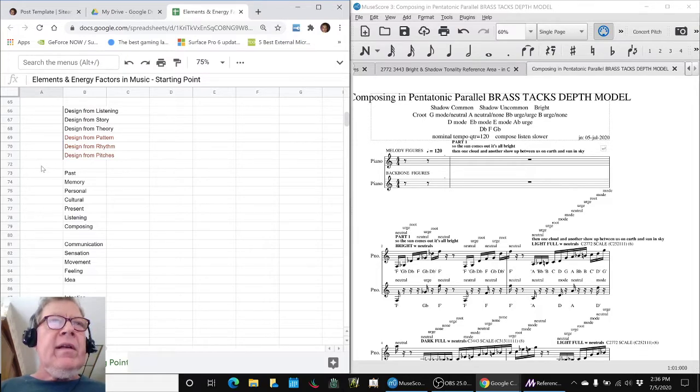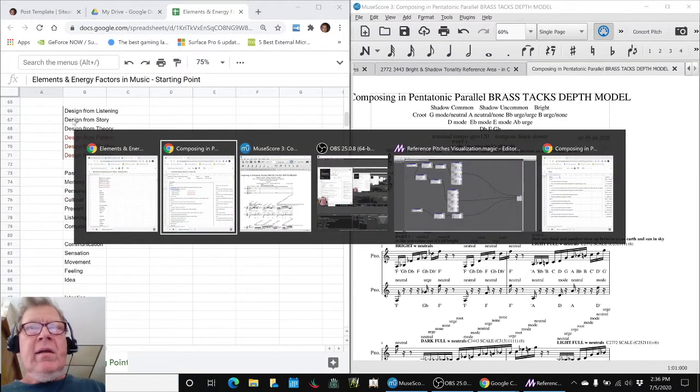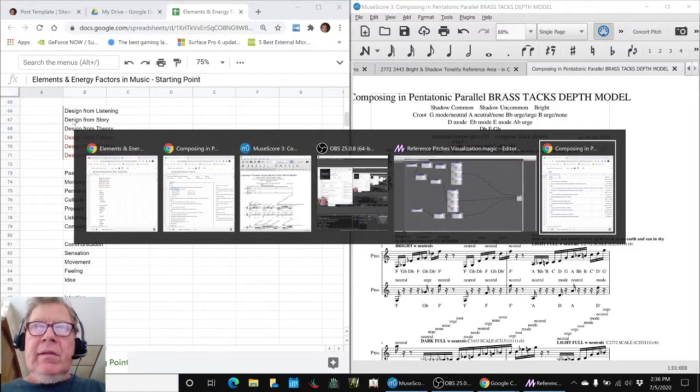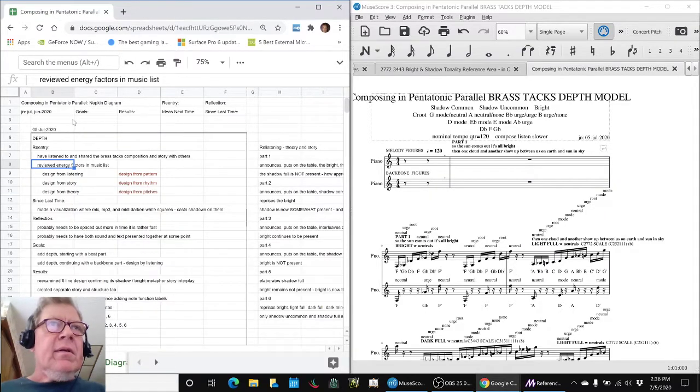As a result of today, we realize that we're designing not only from listening, from the story we've written, from music theory and the scales we're using, but we're also seeing patterns that we repeated, designing from rhythms that we're listening to, which are patterns, and pitches. We're hearing pitches that we want to put in there, and it just became evident these were additional things to emphasize.